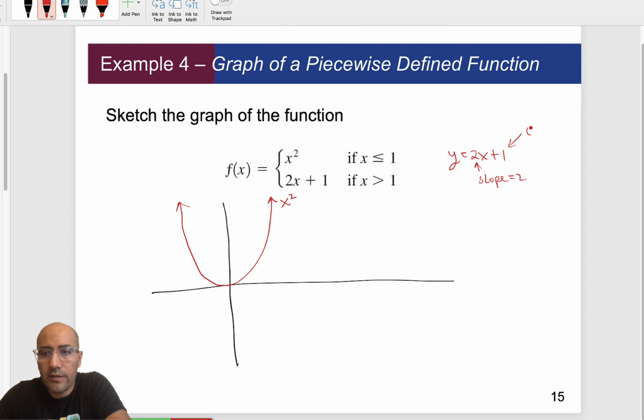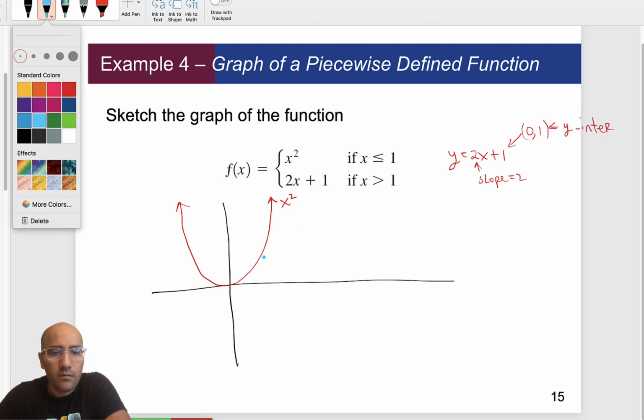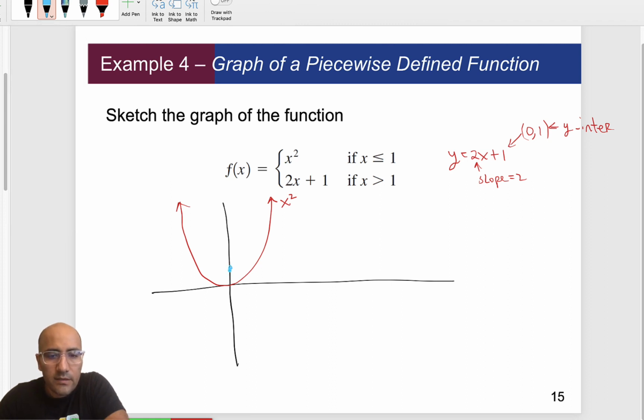And it goes to the point 0 comma 1 as the y-intercept. This guy over here. Okay, so 0 comma 1, let's say it's there. And then as it goes through slope of 2, I don't know, maybe it goes like that. Something like that. Good. Okay, so now what happens at 1? So at 1, this gives you the point 1 comma 1. At 1, this gives you the point 1 comma 3.